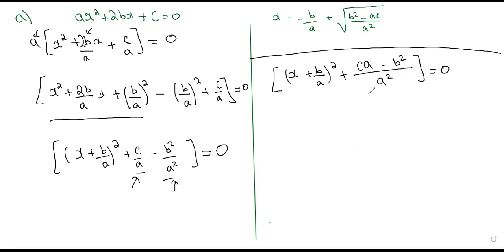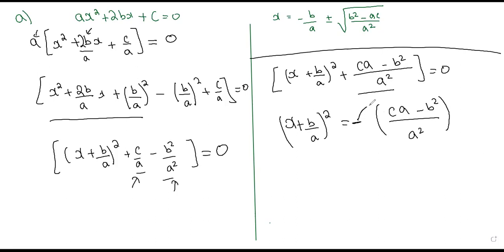And now I am going to take this thing to the other side. So it would be (x plus b by a) squared equals negative (ca minus b squared) over a squared. We'll multiply this negative sign here and here, and this would become plus b squared minus ac over a squared, right?